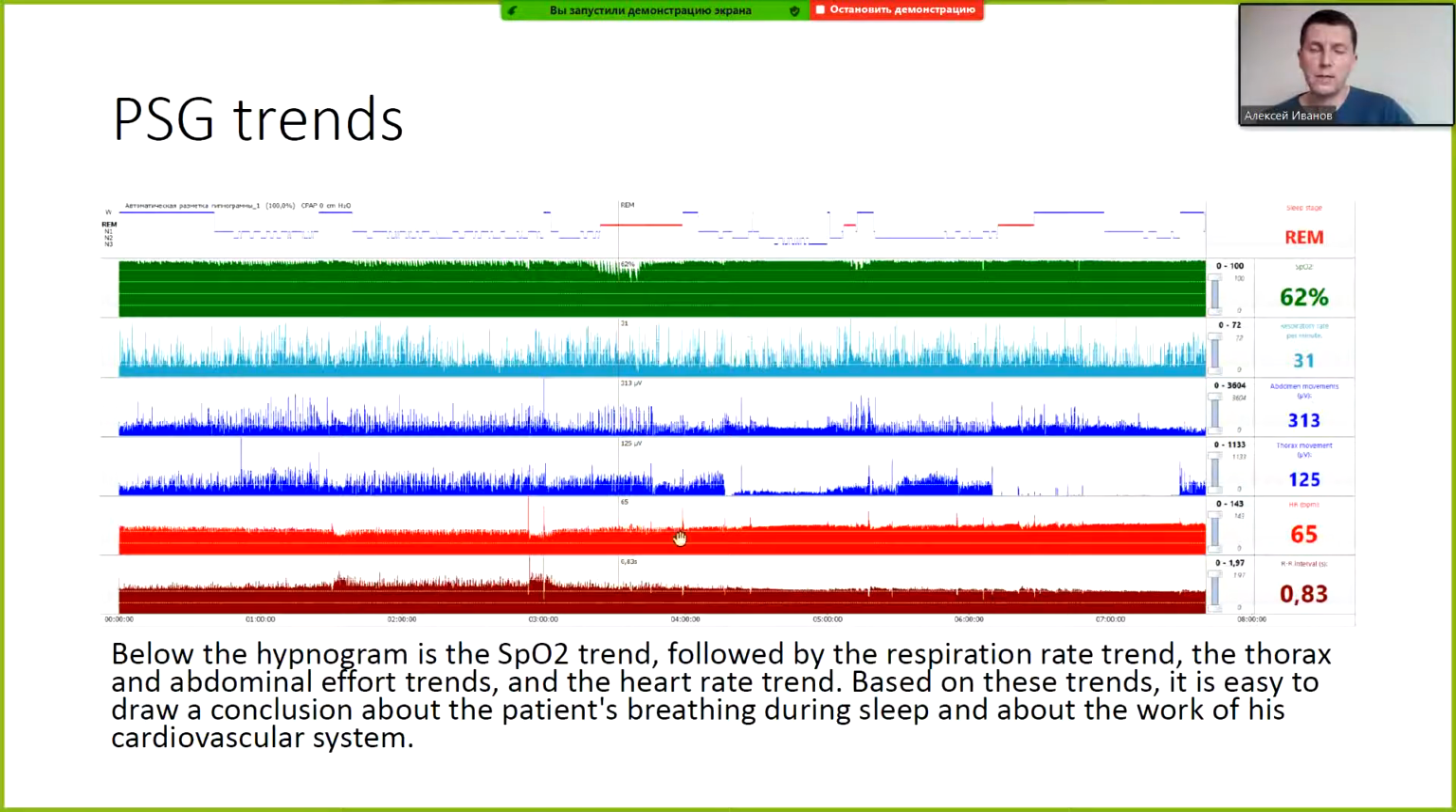Comparing all these trends, we can make conclusions about different recording parameters of our patients. For example, SpO2 level and heart rate or breath rate, and so on.